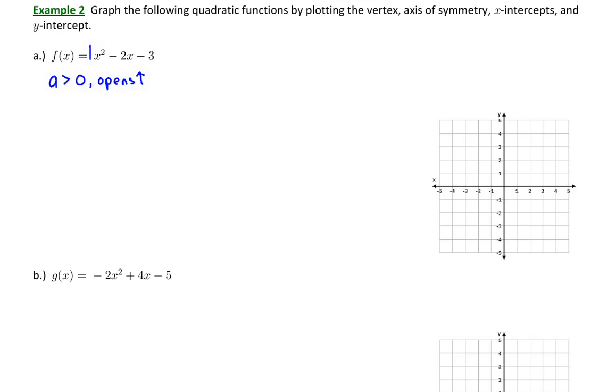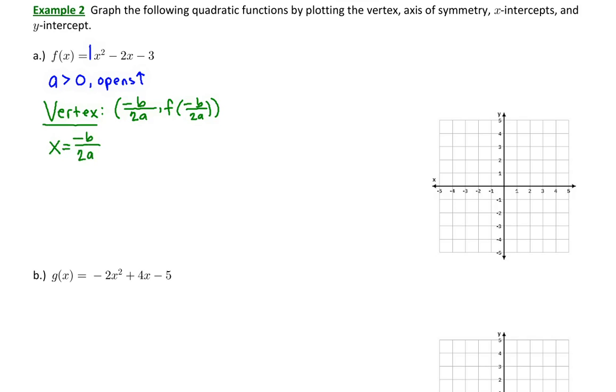Then the next thing we want to do is find the vertex. Again, in general form, I can't read it out of the equation. I'm going to have to calculate it. So we're going to use our new formula, negative b over 2a, f of negative b over 2a. So it takes a little bit more work to find the vertex in general form. I'm going to do it one thing at a time. The x-coordinate of our vertex is calculated as negative b over 2a.